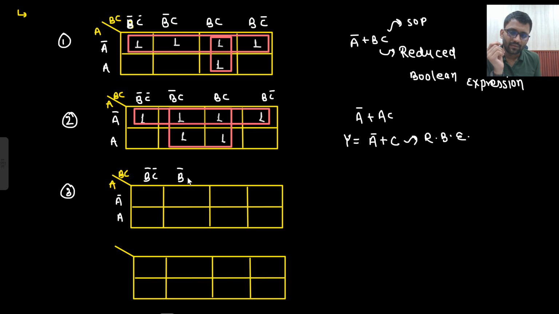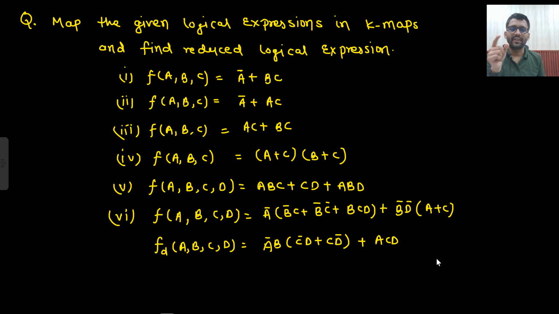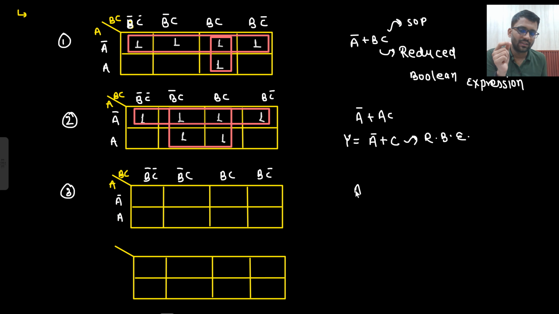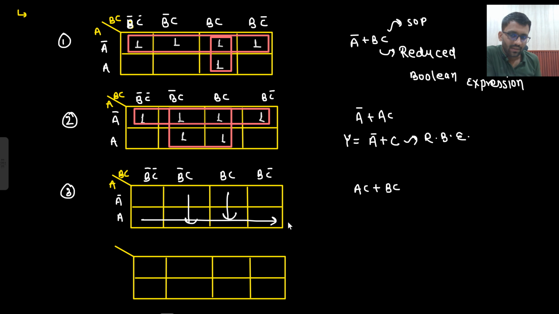B bar C bar, B bar C, BC, BC bar. So I hope you are understanding how we are doing it. AC plus BC. Now this would be more interesting. Okay. So wherever you can see A, here. Wherever you can see C, here. A here and C here. That means what is the common part? These are the common part. C I can see here and A I can see here. BC. Wherever you can see BC, this is the BC. That's it. So 1 and 1.